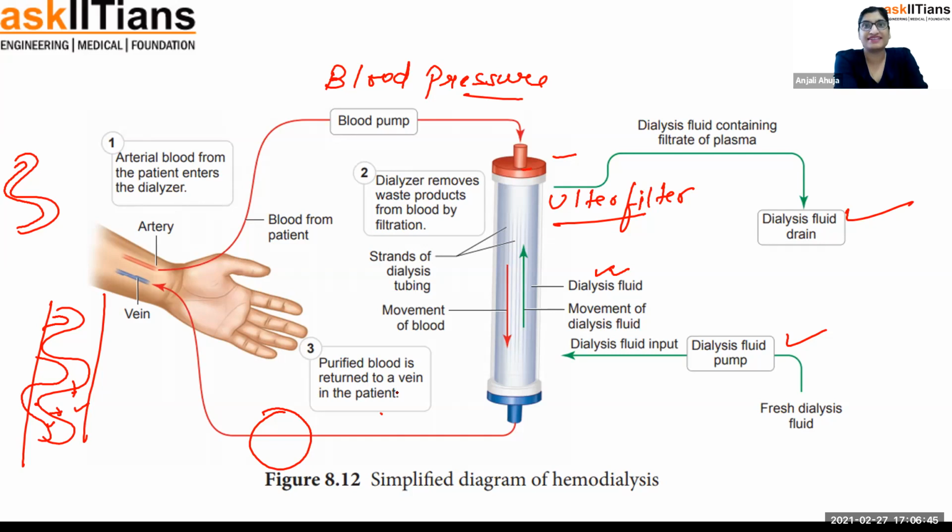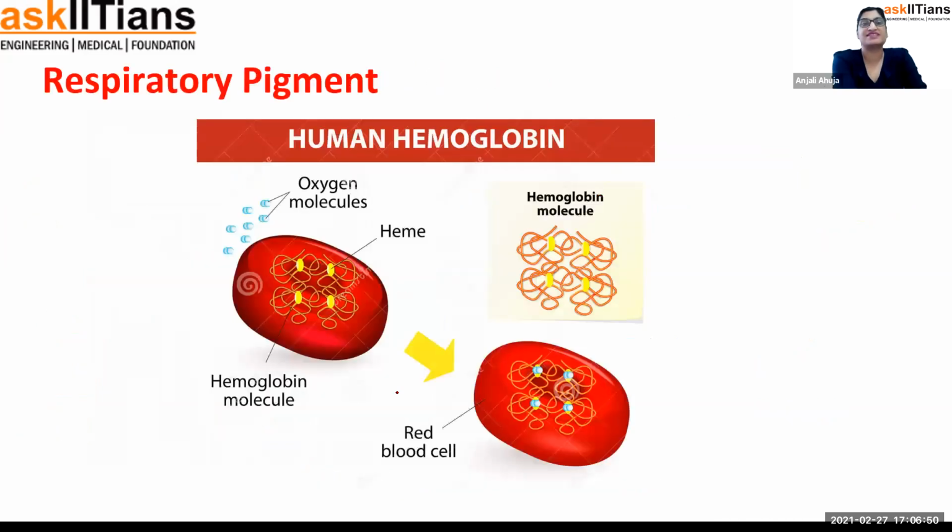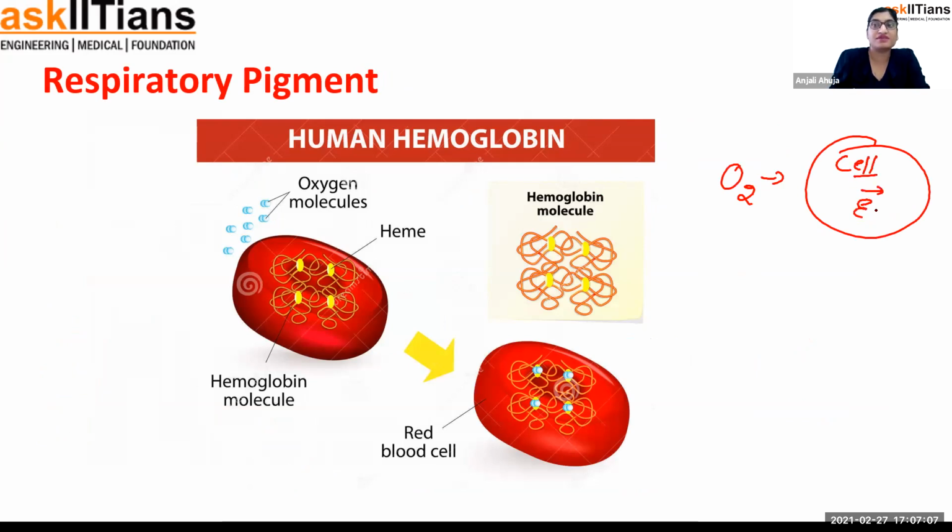Now let's move further. Let's talk about the next topic that I have to teach you about. This is respiratory pigment. Respiratory pigment is the one that helps in respiration. Oxygen is needed in every cell of the body. Why is oxygen needed? Because oxygen helps in making energy. I'm talking, I'm writing, I'm doing work, I need energy. That energy is a chemical known as ATP, adenosine triphosphate.